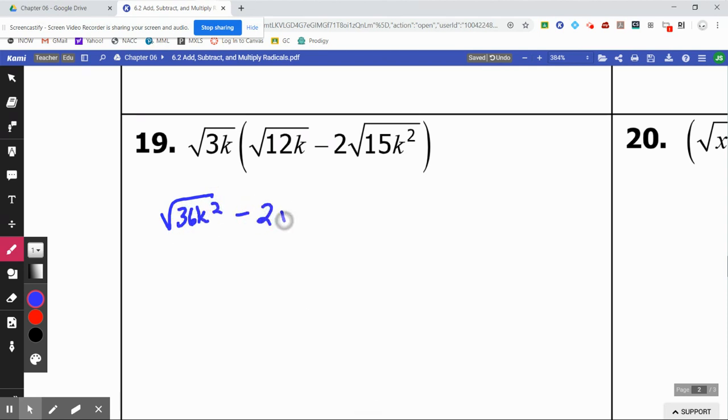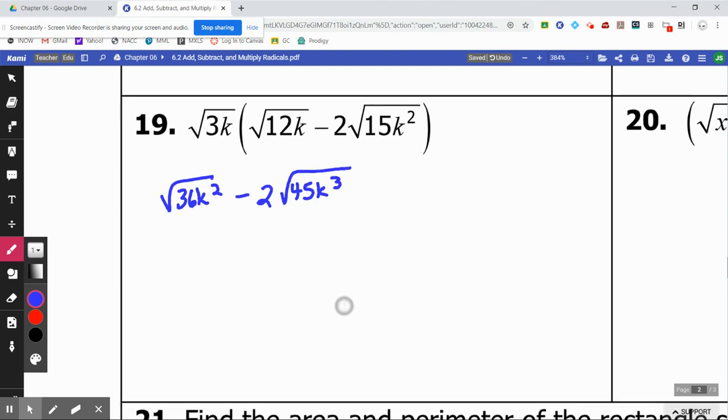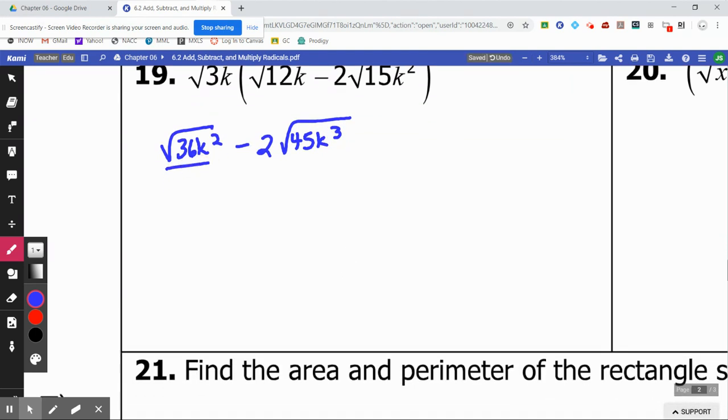Minus 2 times the square root of 3 times 15 is 45. K times k squared is k to the third. Now let's try to simplify these. We know both of these square roots, so we can just do a 6 and a k. Minus 2 times the square root of 45, I'm going to break into the square root of 9 times the square root of 5. Square root of k to the third, I'm splitting into the highest even power, which is k squared, or the multiple of 2 times the square root of k.